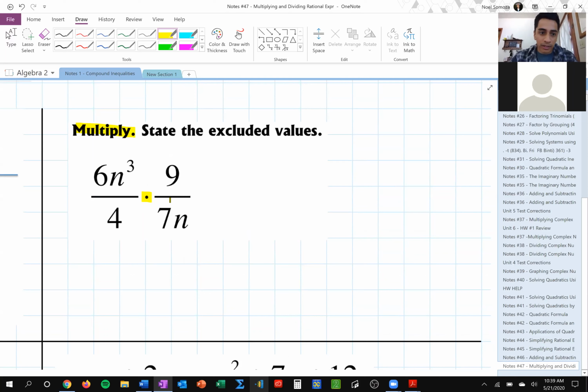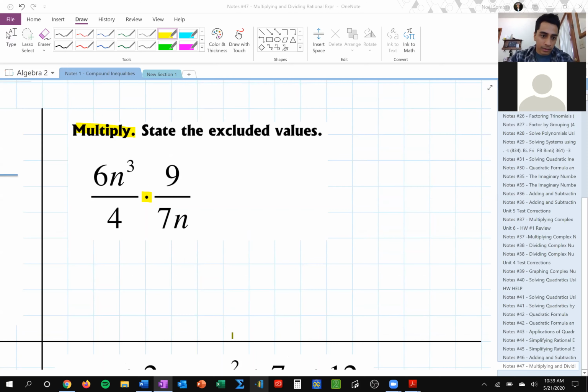rational expressions. Because if it's multiplication, it's a very simple process. If it's adding and subtracting, then you have to find those factors that are going to give you a common denominator. With multiplication, you do not need common denominators to get started. All right, so here's the first thing.